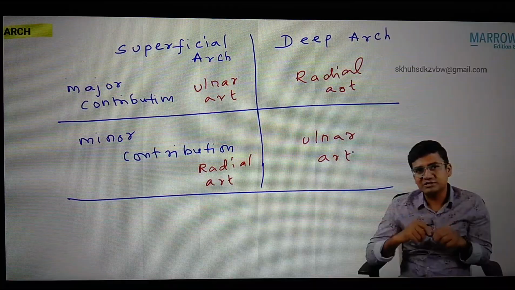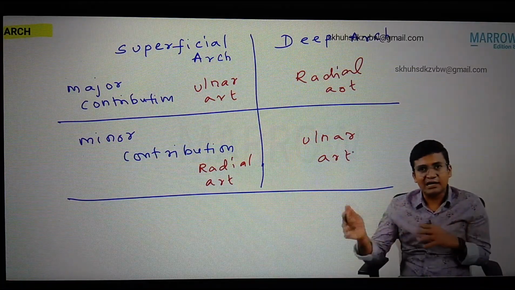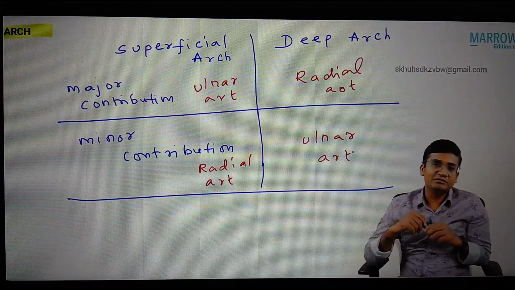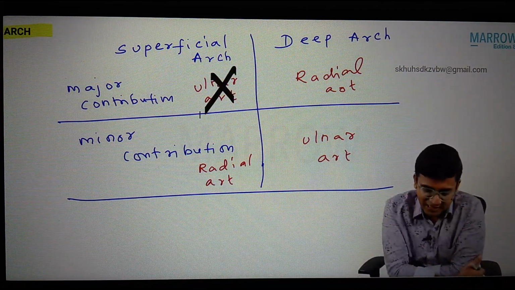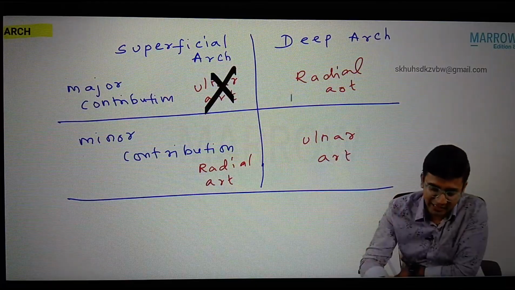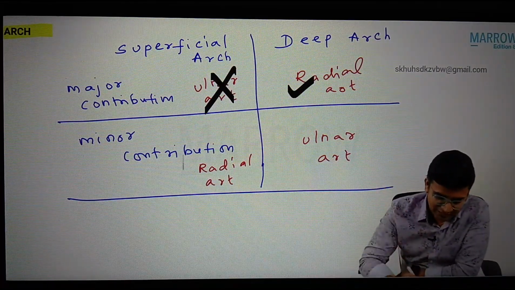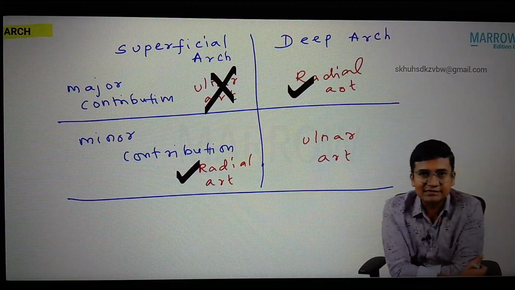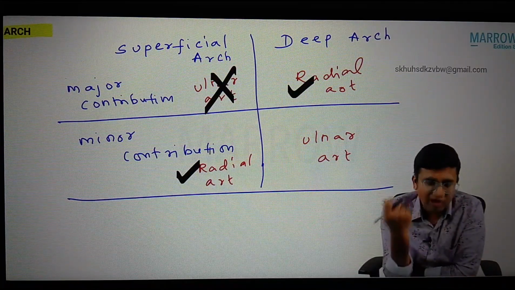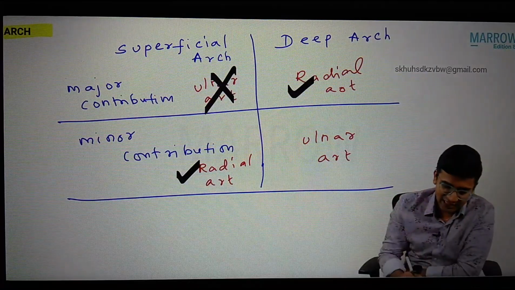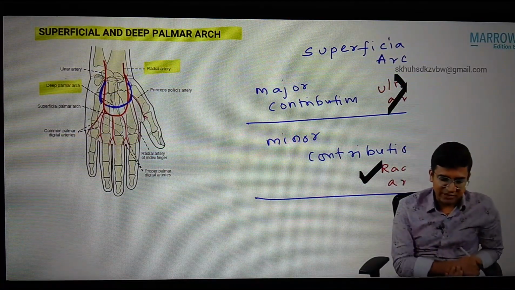Now, why do we have this arrangement, sir? See, if there is a block in any of these arteries, radial or ulnar, the other artery maintains the blood supply. Suppose your patient has a block in the ulnar artery. Now, the radial artery maintains the deep palmar arch, and through its minor contribution, the radial artery also maintains the superficial palmar arch. So even if there is a block in any of these arteries, the other artery maintains the blood supply. Okay, that is why we have this arrangement.